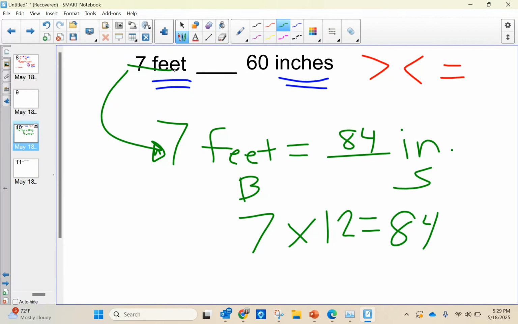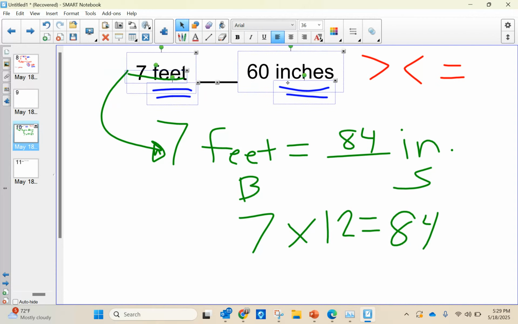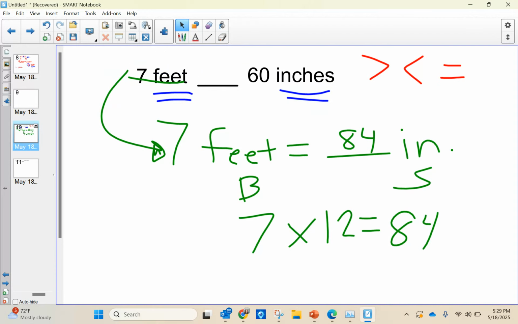So I'm going to cross off 7 feet. And I didn't really give myself any room to do this, so let me move these down a little bit. All right. Above 7 feet, I crossed it off and I'm going to write instead 84 inches. And so now I'm comparing 84 inches to 60 inches. Inches and inches I can compare. So I know 84 is greater than 60, so I'm going to go ahead and put in the greater than sign. Sorry for that sloppy 84.